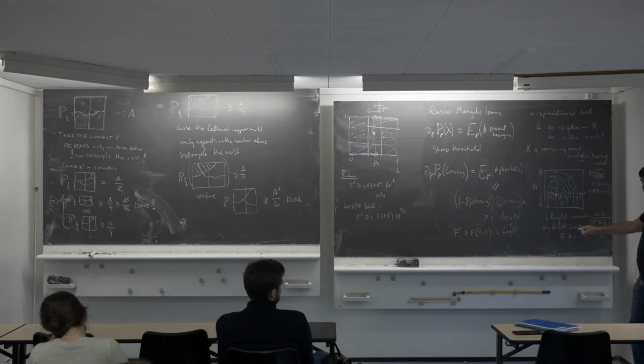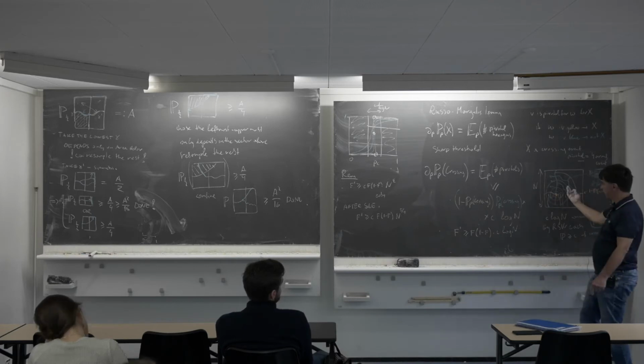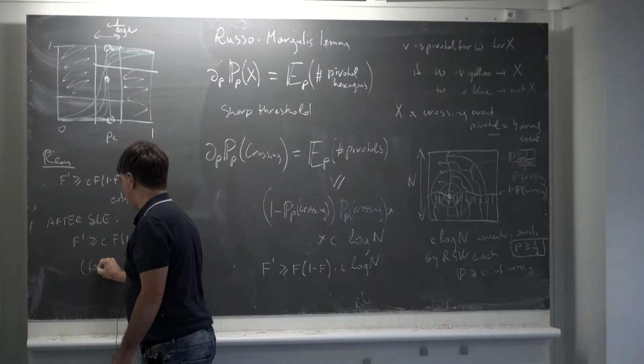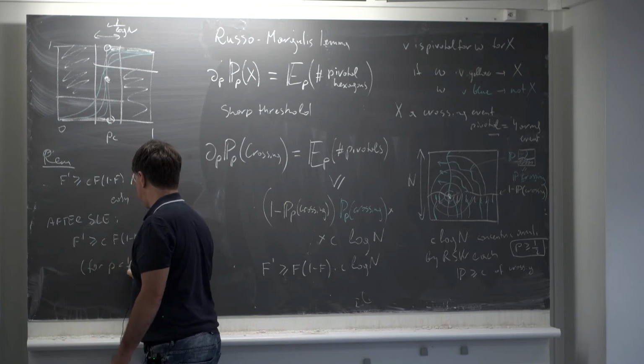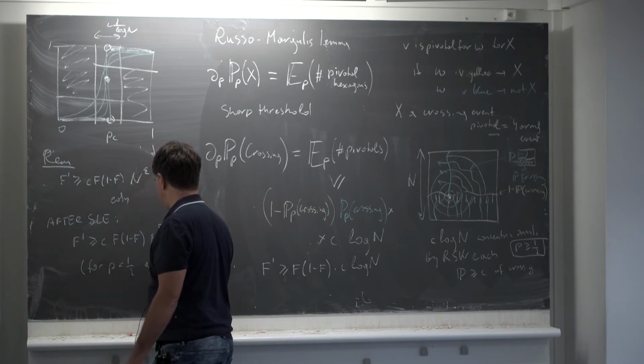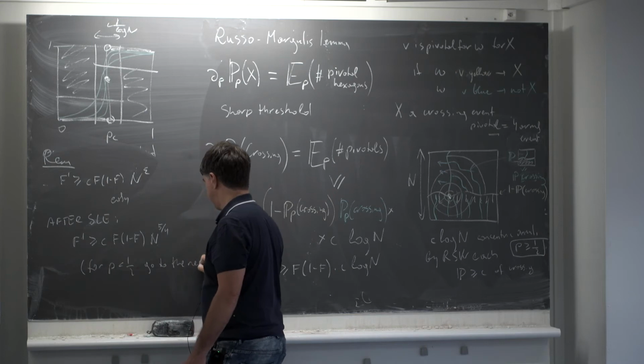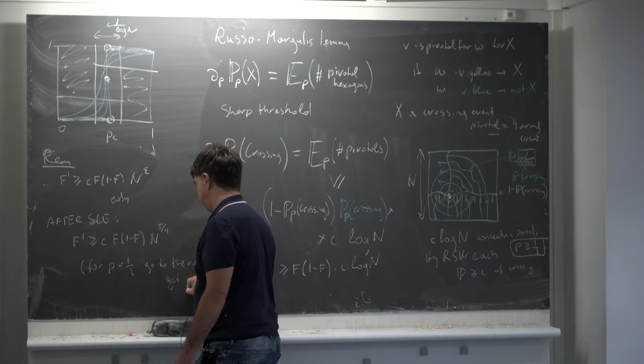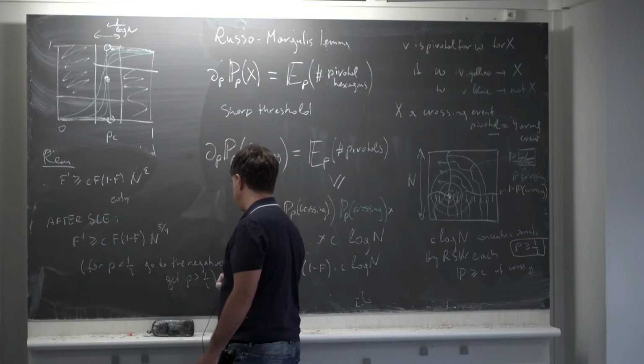So we did, by the way, we did this for p bigger than 1/2, and for p smaller than 1/2, you should just revert to the other event, to the abstraction event. So this we did for p smaller than 1/2, go to the negative, get p bigger than 1/2. So the proof also works.